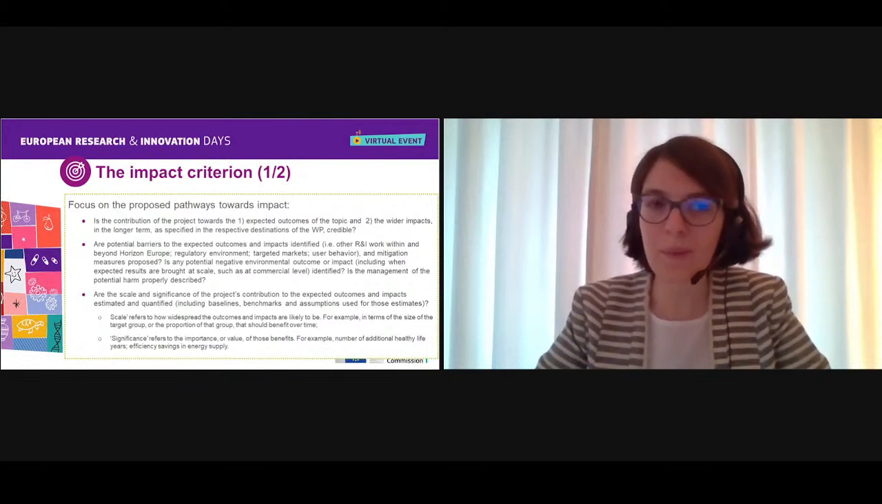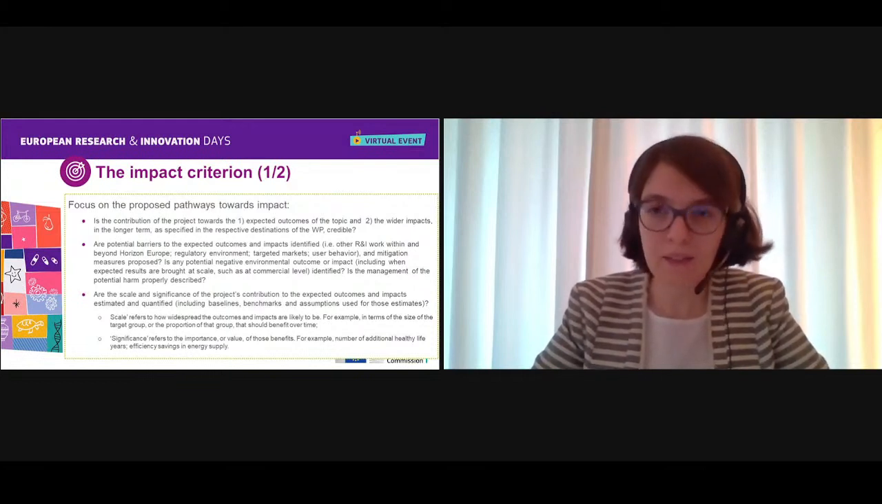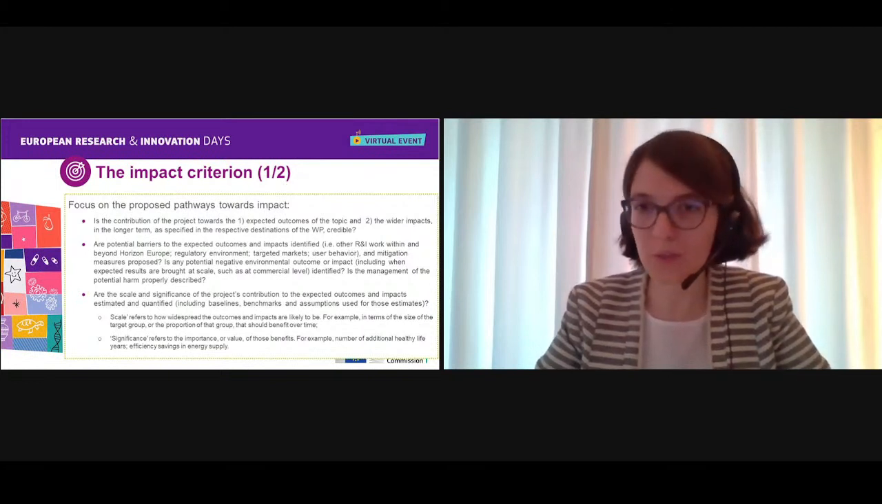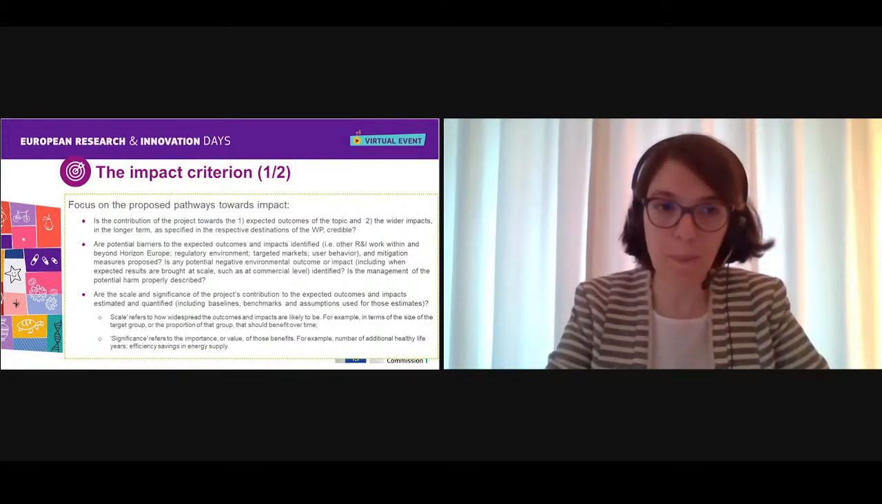So for all of these elements, and as Isabel already said, we have put really guidance in the proposal template. So we invite you to read it and to use it to really write your contribution.